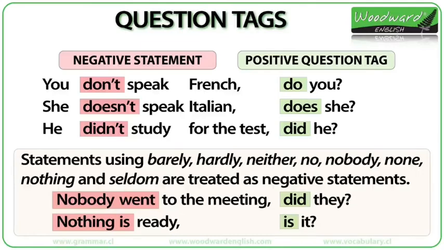Statements using negative words such as barely, hardly, neither, no, nobody, none, nothing, and seldom are treated as negative statements. If those words appear in the statement, then the question tag will be positive. For example, nobody went to the meeting. This statement contains the word nobody, so it is a negative statement that needs a positive question tag. Nobody went to the meeting. Did they?